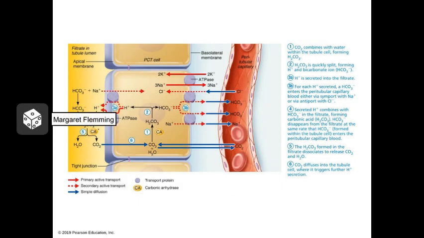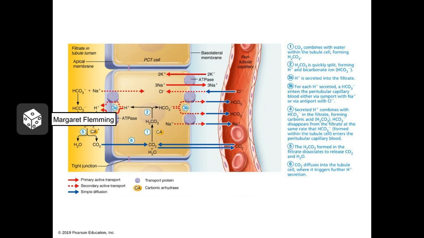Although the chemical buffer system and the respiratory system can alter the pH of the blood, neither one of them can eliminate hydrogen ions from the body. They just convert them from one form to another. It is only through the renal physiology that hydrogen ions can be eliminated from the body. Let's take a look at that, looking at this slide.